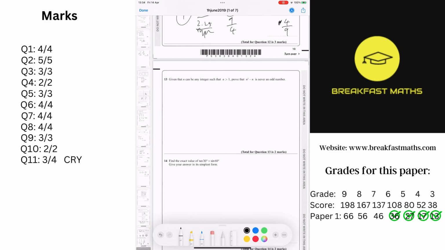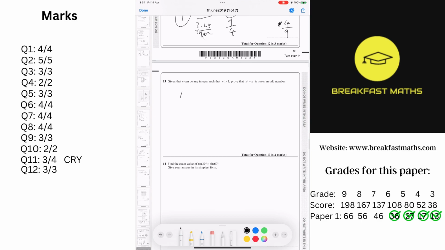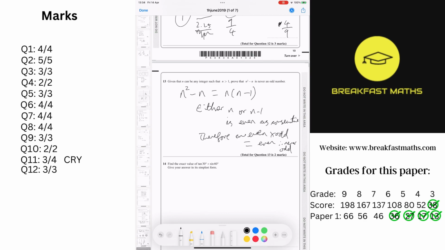So with proofs like this, you want to consider n squared minus n can be factorised as n times n minus 1, and then here we can say either n or n minus 1 is even, as they're consecutive numbers. Consecutive, therefore an even times an odd equals an even number. So it's never odd. Never odd. Perfect.